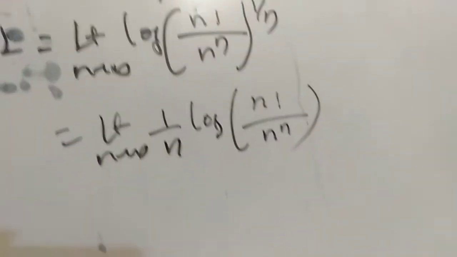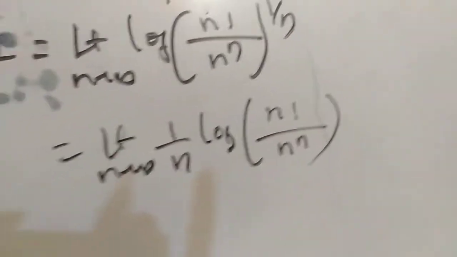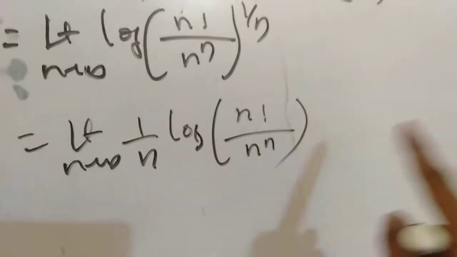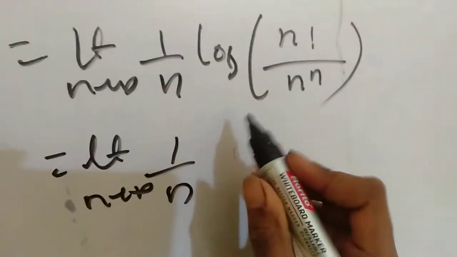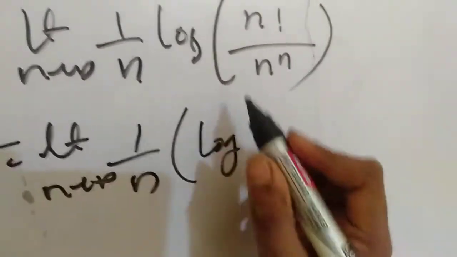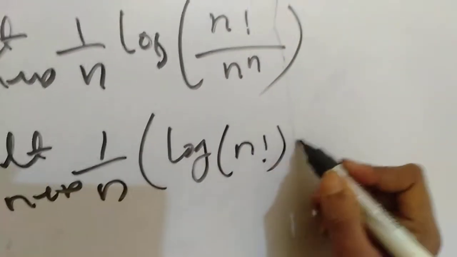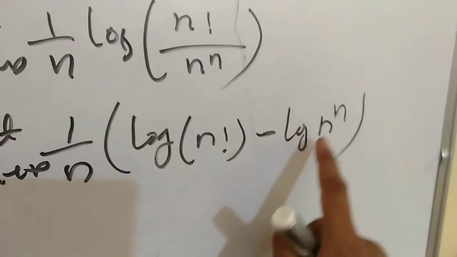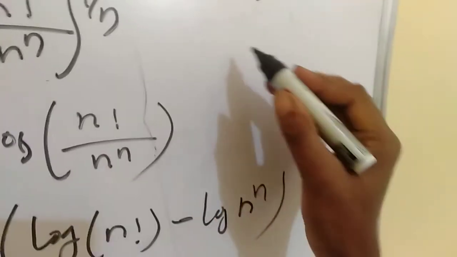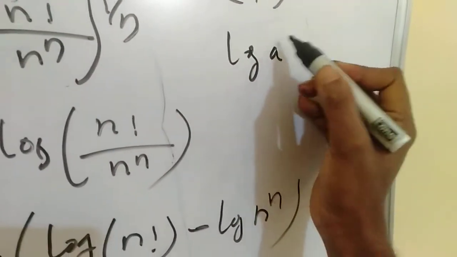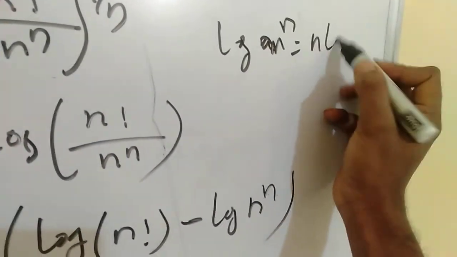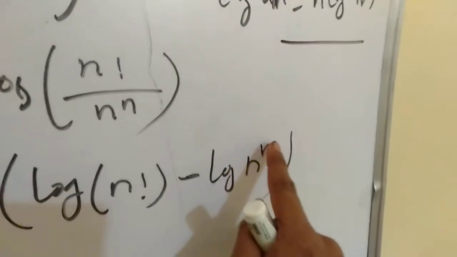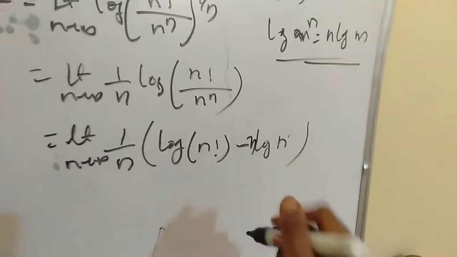We know one important logarithmic property, log a by b is log a minus log b. Then limit n tends to infinity 1 by n, applying the logarithmic property, log of n factorial minus log of n power of n. We also know another property, log of m power of n is n into log of m. According to this property, we write like this.